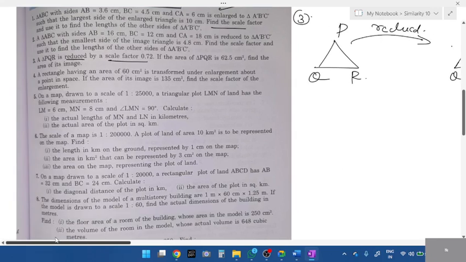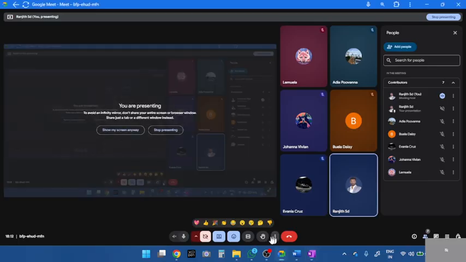Reduced. Next, scaling factor. Scale factor is equals to 0.72. Write this in decimal. Remove the decimal. If I remove the decimal, what should I write? 72 divided by what? Respond. 72 divided by 100. The scale factor. Who's shouting? Mute the call.